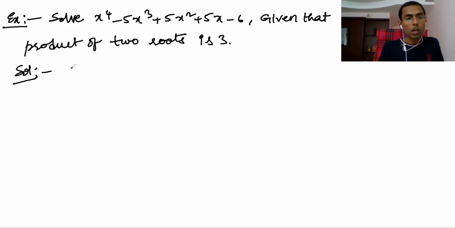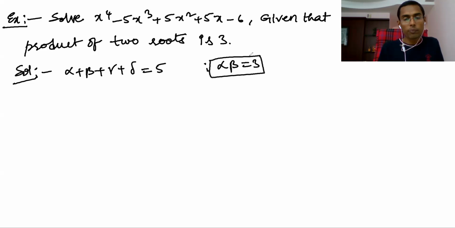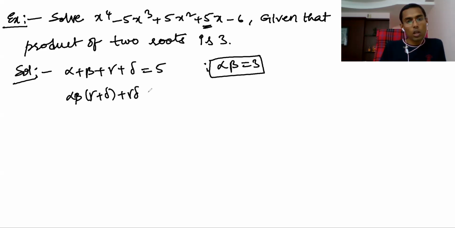Now let the roots be alpha, beta, gamma, delta. The sum of the roots, alpha plus beta plus gamma plus delta, is 5. The product of two roots, let's take alpha beta, is 3, which is what is given here. The sum of the roots taken 3 at a time is minus 5, that is alpha beta into (gamma plus delta) plus gamma delta into (alpha plus beta). It is beneficial to write the sum of the roots taken 3 at a time in this way.